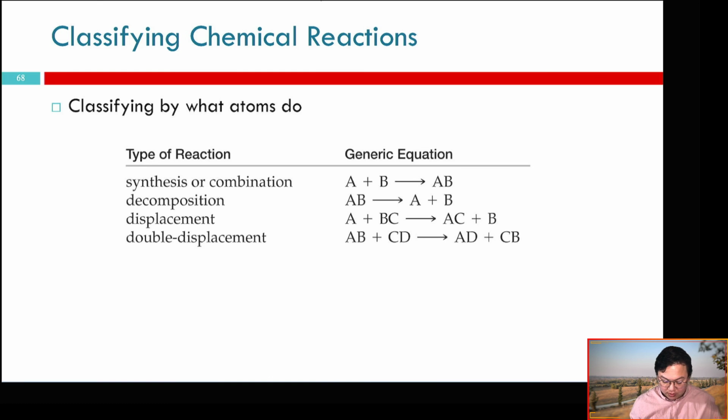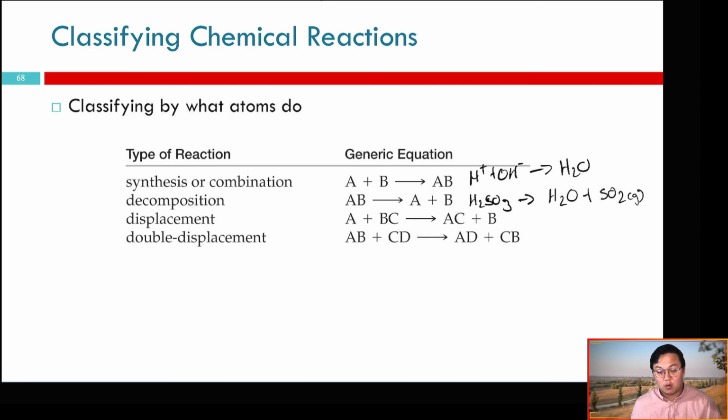So an example of synthesis or combination would be our H plus OH minus to form water. An example of decomposition would be H2SO3 decomposing into H2O plus SO2, as a gas. We have a displacement reaction. A displacement reaction would be really a lot of those ionic reactions that we talked about, reactions with electrolytes, where you have one thing swapping out with another to form a solid.